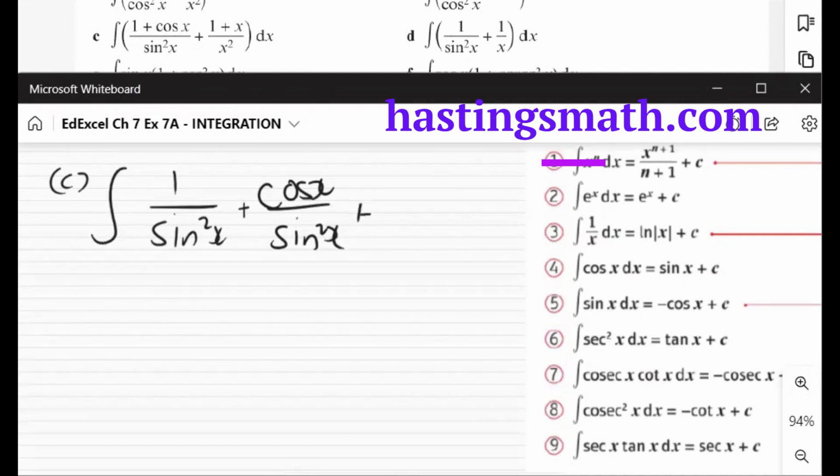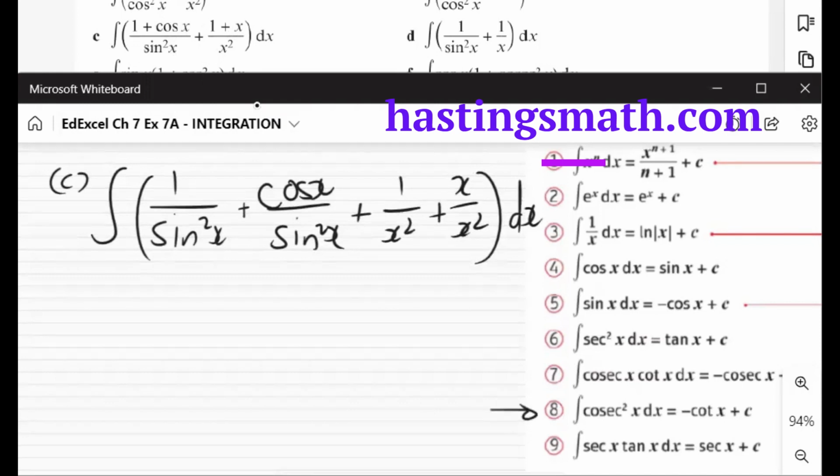And this is 1 over x squared plus x over x squared. So I split up both those terms into 4 terms. Now each of these, we look over here, do we have a sine squared x? No, but we do have a cosec squared x. So for the first one, 1 over sine squared x is just cosec squared x.